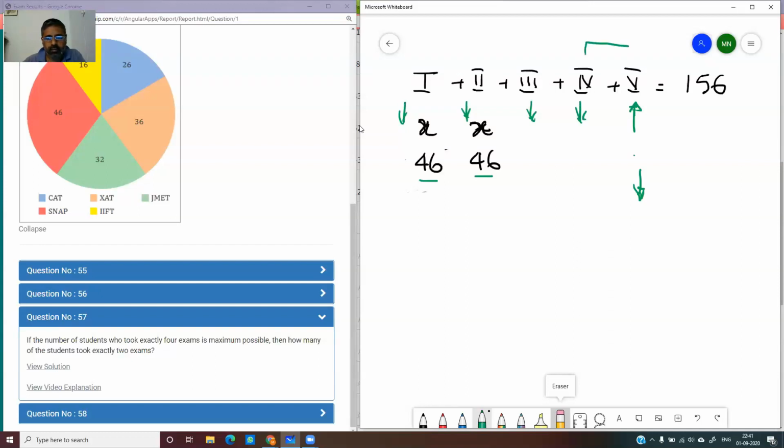Maximum should be... Oh, sorry. Exactly 4, for example, is maximum. This should be maximum, isn't it? Which means one of these values should be maximum. That should be minimum, sorry. This 4 should be maximum, and this should be minimum. So you get a maximum value. Exactly 4 is maximum. And how many students took exactly 3 terms?